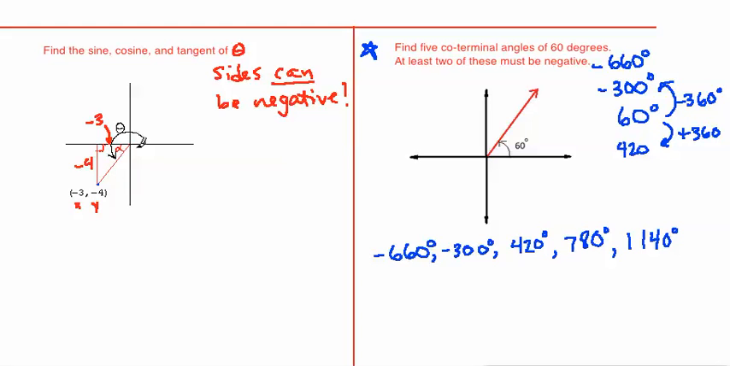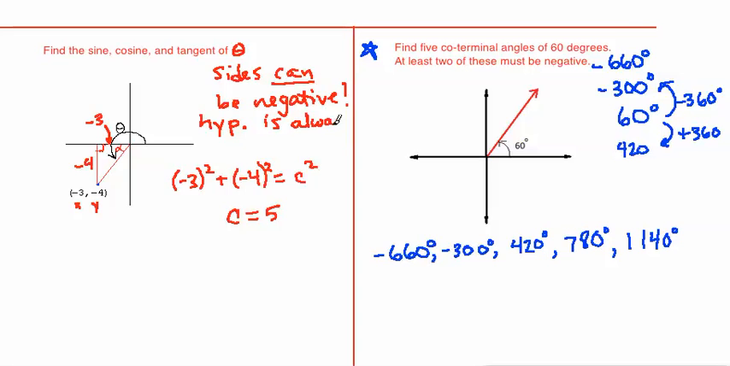To find our final side length, we need to use the Pythagorean theorem. -3 squared plus -4 squared equals c squared, because that's the hypotenuse. And we end up with c equals 5. Hypotenuse is always positive. So c is 5.